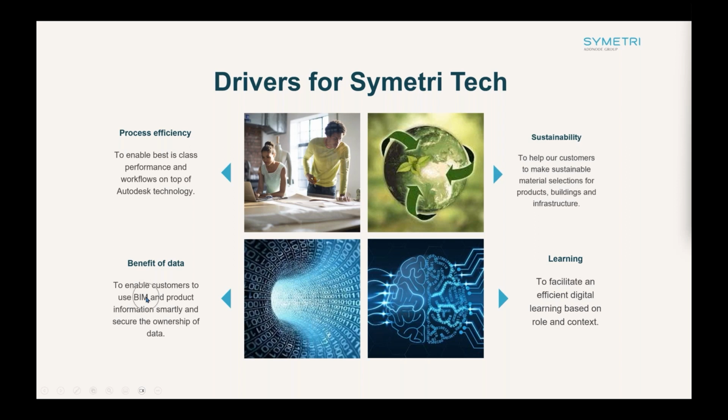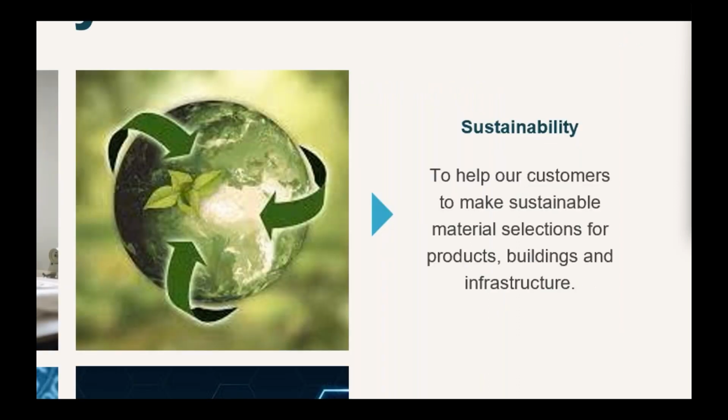We would like to also focus on how customers use BIM, how you manage the information smartly, and secure the ownership of the data throughout your project or the life cycle. Also, making sure that you have good adoption, that you can learn how to use the products in the best way. So learning is a very important part of being within the Naviate family. And the last one is sustainability. As I said, we focus on embodied carbon to help you make sustainable decisions on materials as early as possible in your project. To do that, we needed to do some partnership.